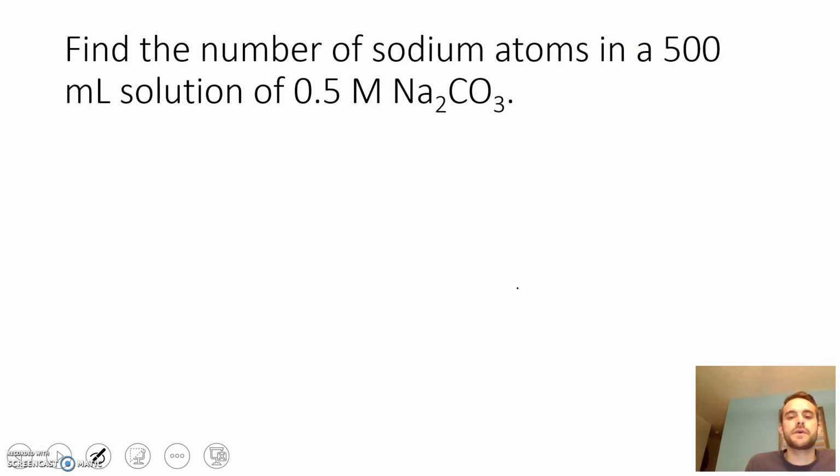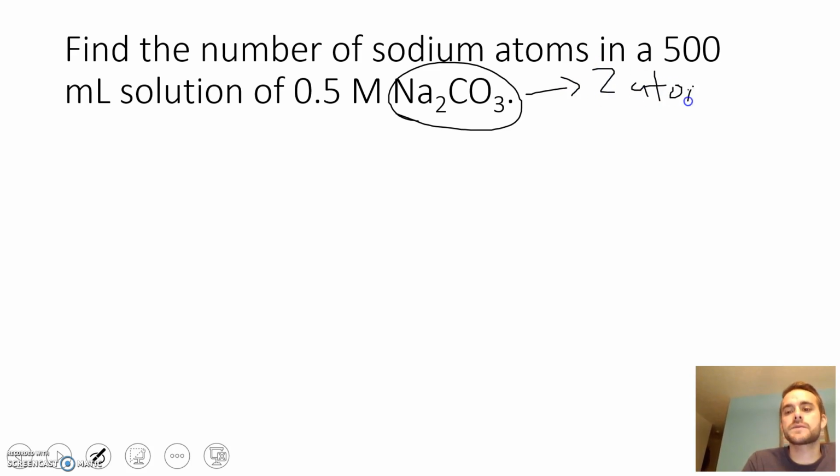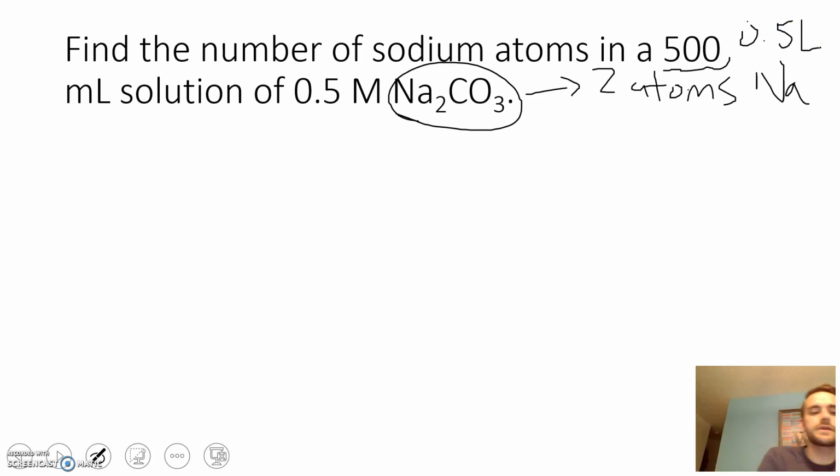All right, so here's our last problem. It's probably one of the harder ones. Find the number of sodium atoms in a 500 milliliter solution of 0.5 molar sodium carbonate. Okay, so let's identify right here. You're dealing with a molecule. For every 1 molecule, you're going to have 2 atoms of Na. Okay, so what I'm going to do is use this conversion factor to convert. I'm going to change my volume to 0.5 liters, and we'll start with that.